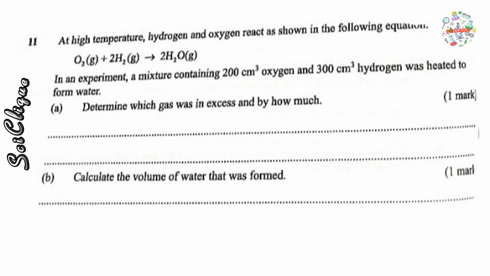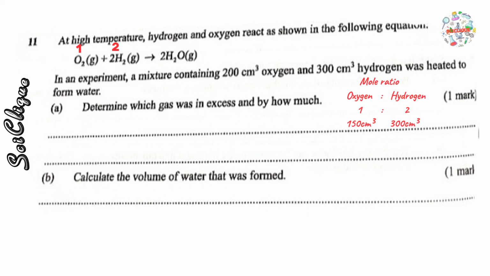Now, we are going to use the mole ratio to guide us in this. So if we look at our balanced chemical equation, we have 1 mole of oxygen reacting with 2 moles of hydrogen. So the mole ratio of oxygen to hydrogen is 1:2. Now let's go to the volumes. We have 300 cubic centimeters of hydrogen. So if 300 cubic centimeters is equal to 2 moles, that means that 1 mole will be equivalent to 150 cubic centimeters. So 150 cubic centimeters of oxygen will react with 300 cubic centimeters of hydrogen.